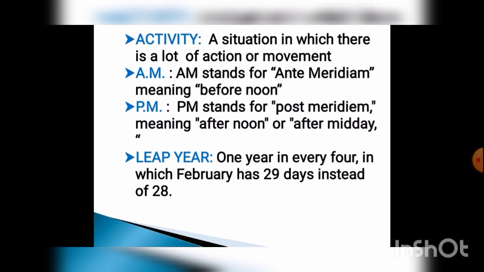AM stands for ante-meridian, meaning before noon. PM stands for post-meridian, meaning afternoon or after midday. Leap year: 1 year in every 4, in which February has 29 days instead of 28 days.